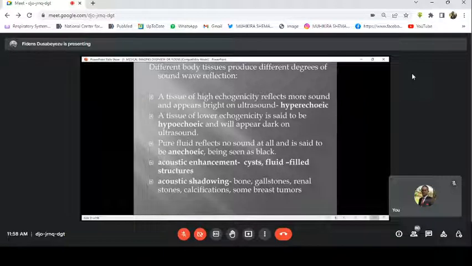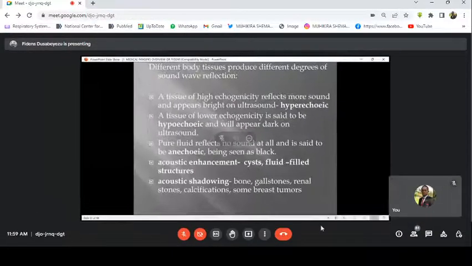Without. There is no echo. Anechoic, and being seen as black, totally black. Because when you're scanning a full urinary bladder, my sound waves will pass through it completely, almost 99%. They will not come back from the bladder. And now on my screen, I will see the urinary bladder as something dark, black.